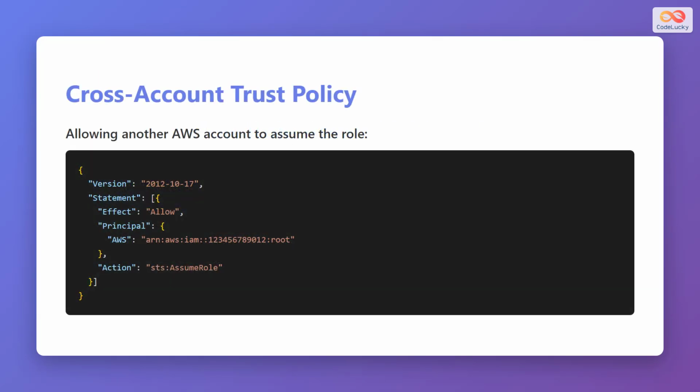Here's an example of a trust policy for cross-account access. This policy allows another AWS account to assume the role in your account. The structure is similar to the previous example, with version set to 2012-10-17. The principal section now contains AWS instead of service, with the value being an ARN that specifies the root of account 123456789012. This means any identity in that account, if properly configured, can assume this role. The action remains sts:AssumeRole. This type of trust policy is fundamental for implementing secure cross-account access patterns in multi-account AWS environments.